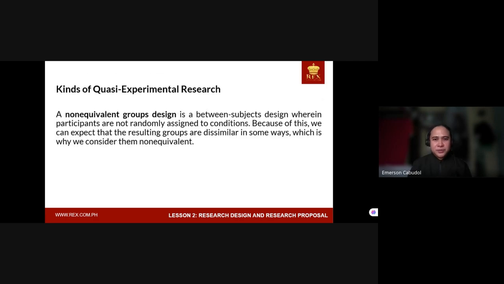A non-equivalent groups design is a type of study where you compare different groups of participants, but these groups weren't formed through random assignment. This means the groups are likely different from each other in ways beyond just the treatment being studied, making it harder to draw firm conclusions about cause and effect. Because the groups aren't equivalent to begin with, any differences you observe after the treatment could be due to pre-existing differences rather than the treatment itself.